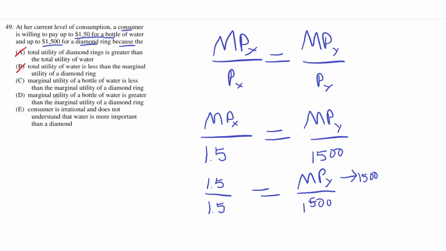D. Marginal utility of a bottle of water is greater than the marginal utility of a diamond ring. This is incorrect because by our calculations here, the opposite is true, because the marginal utility of a bottle of water is not greater than the marginal utility of a diamond ring. So D is incorrect. E. Consumer is irrational and does not understand that water is more important than a diamond. This is incorrect because we can't make assumptions about consumers being irrational or water being more important. This is dependent on what the consumer thinks, not what we think. So E is incorrect, and the correct answer is C.